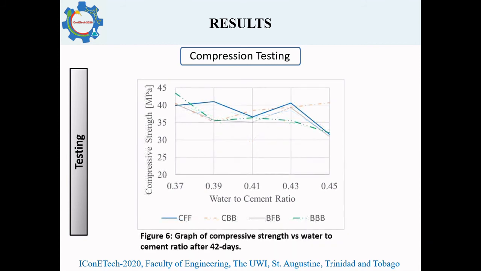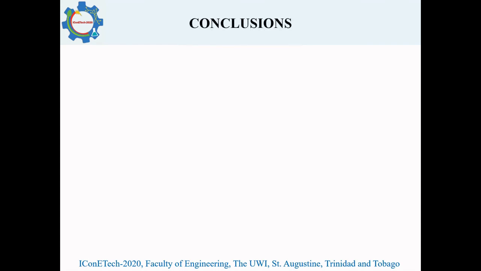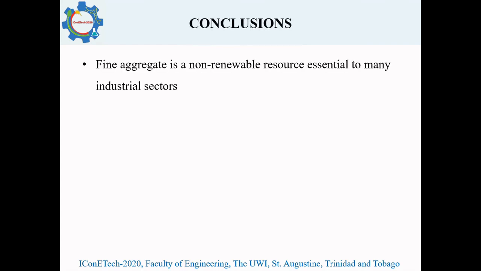At 42 days, we see a similar trend in the reduction of compressive strength with increasing water to cement ratio. Generally, strengths did increase over the 28-day values, with most of the batches reaching the 28-day characteristic strength at 42 days. On completion of this phase of our research, the following conclusions can be drawn.